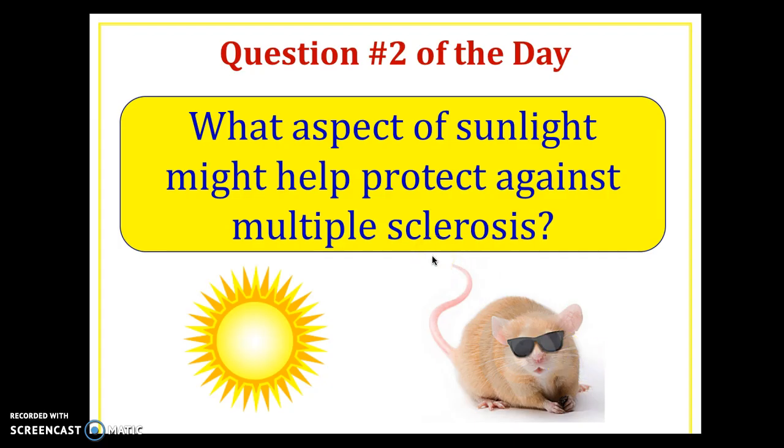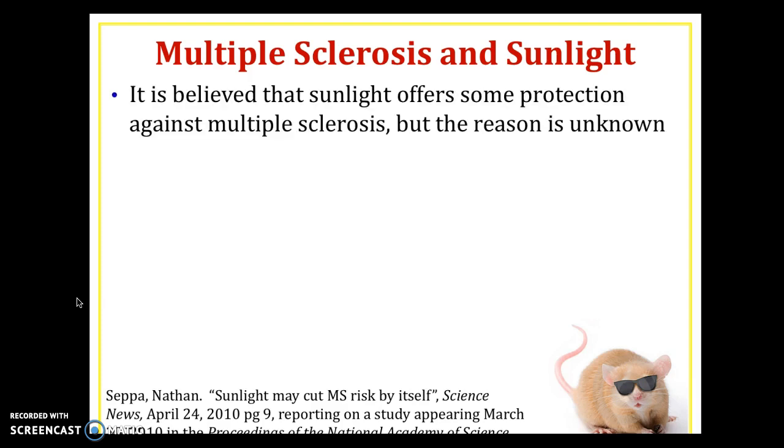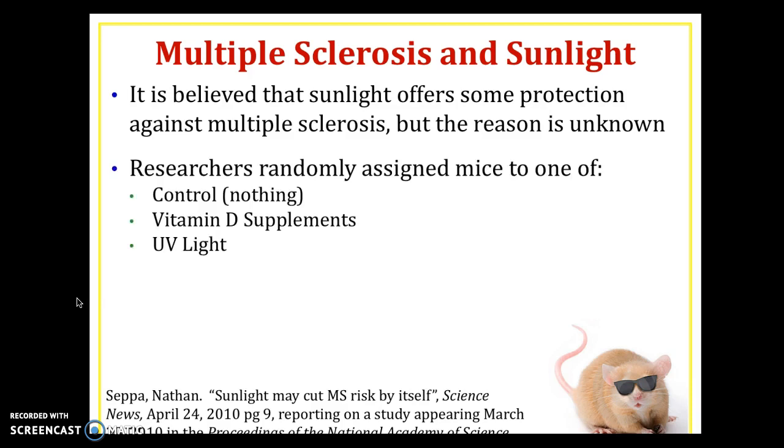Well, we're going to finish up the section 4.3 lecture slides. So looking at our second example, a big question of this section's lecture: what aspect of sunlight might help protect against multiple sclerosis, or MS? This is a study done in 2010 with mice. It was believed that sunlight offers some protection against MS, but the reason is unknown.